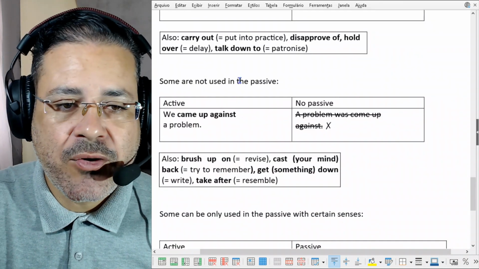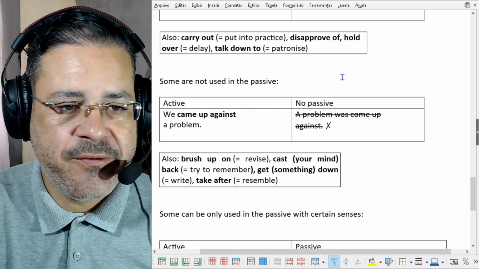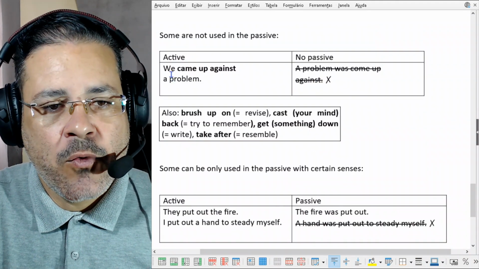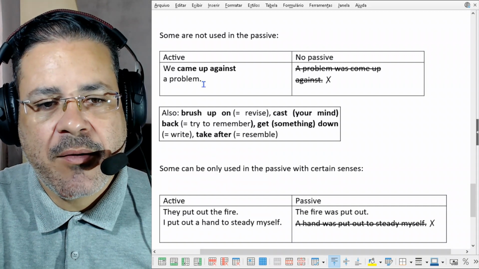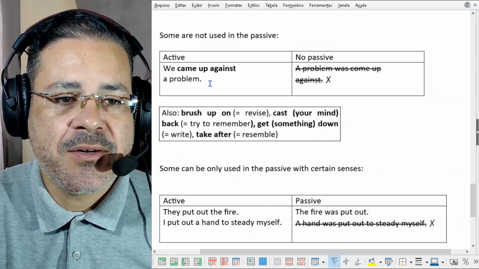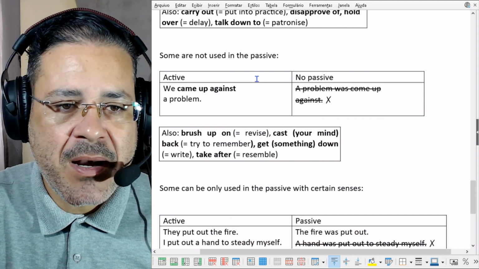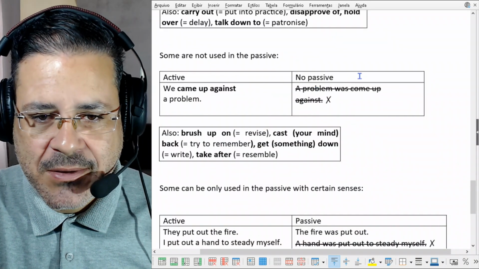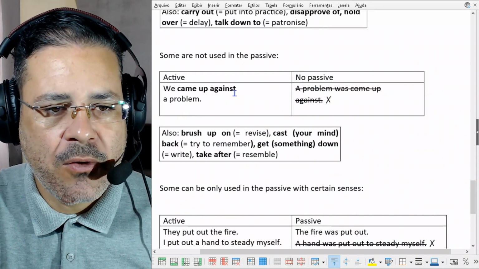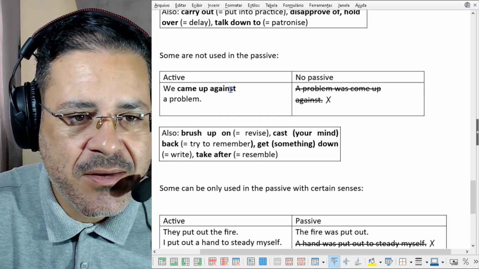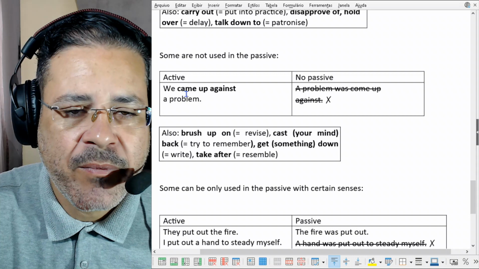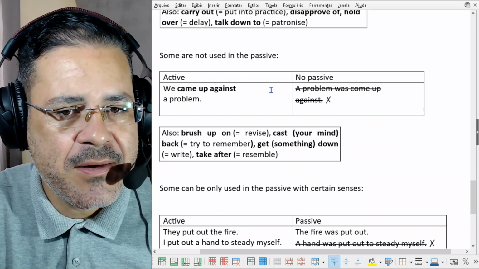Okay, some are not used in the passive. For example, we came up against a problem. We came up against what? A problem. For that pattern, there's no passive. We're talking about a three-word verb. Come up against something. This is a phrasal verb, a three-word verb. In that case, there's no passive.